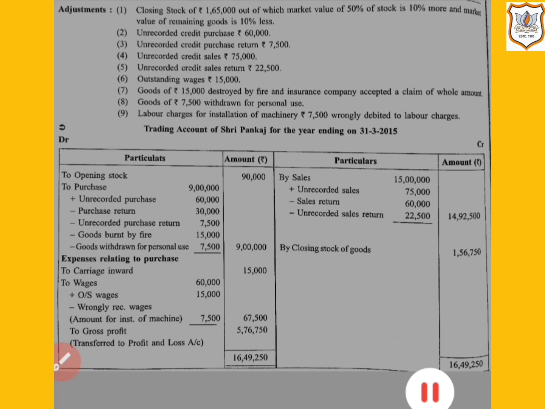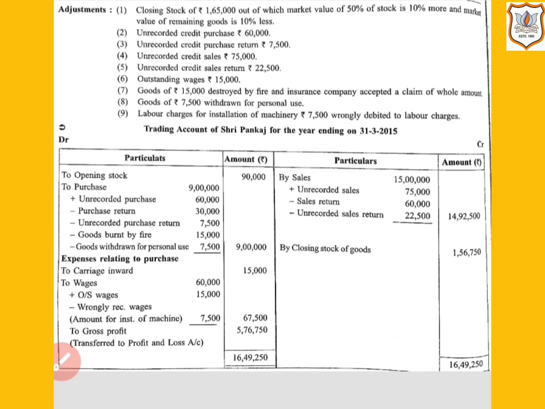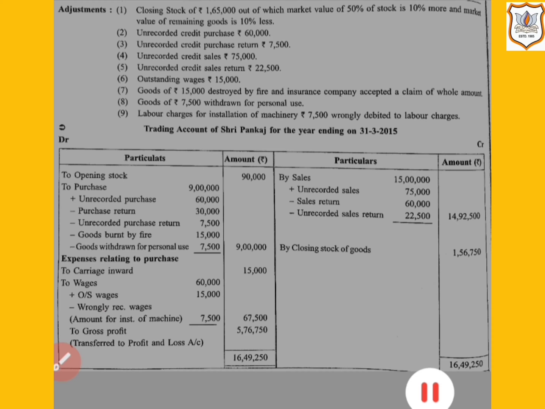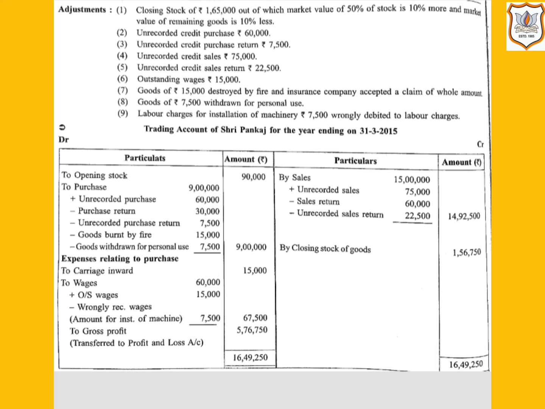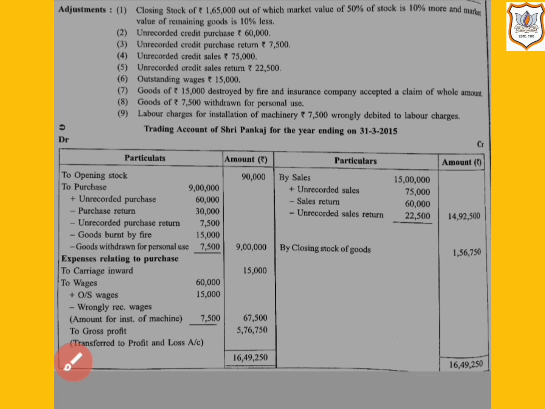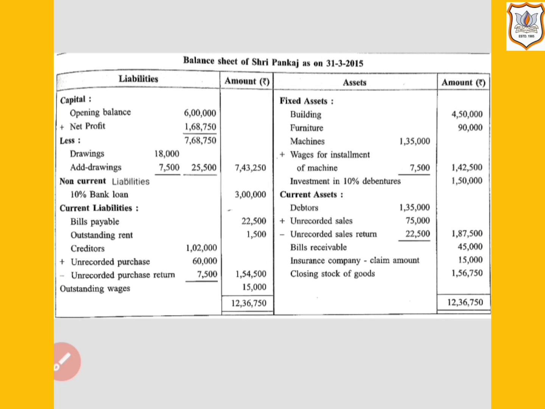Our next adjustment is about unrecorded credit sales. Amount is rupees 75,000. Here we will add it to sales. Here it is, amount is 75,000 unrecorded sales, and since it is unrecorded credit sales, its second effect will be on debtors. It will increase the amount of debtors. So let us see. Here debtors is given 1,35,000, and we add unrecorded sales, that is 75,000. Now our next adjustment is about unrecorded credit sales return, that is 22,500.